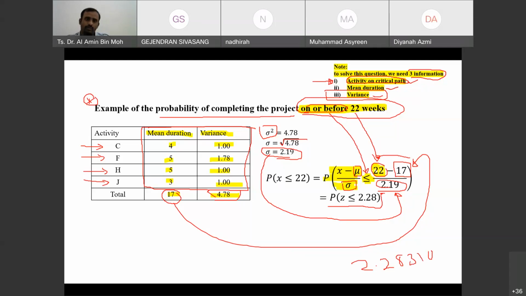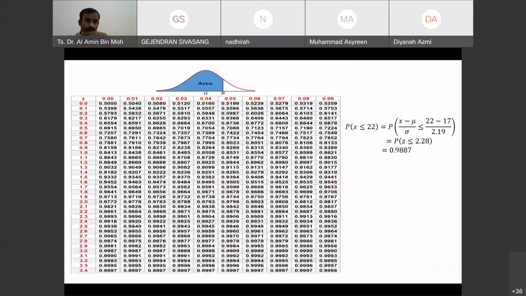You're going to get decimals, not sure how many places, but it's better for you to round it to 2 decimal places. In this case, 2.28. So what's next? You need to refer to the normal distribution table. 2.28: 2.2 here, then 0.08. 0.08 is here. So we know it is 0.9887.